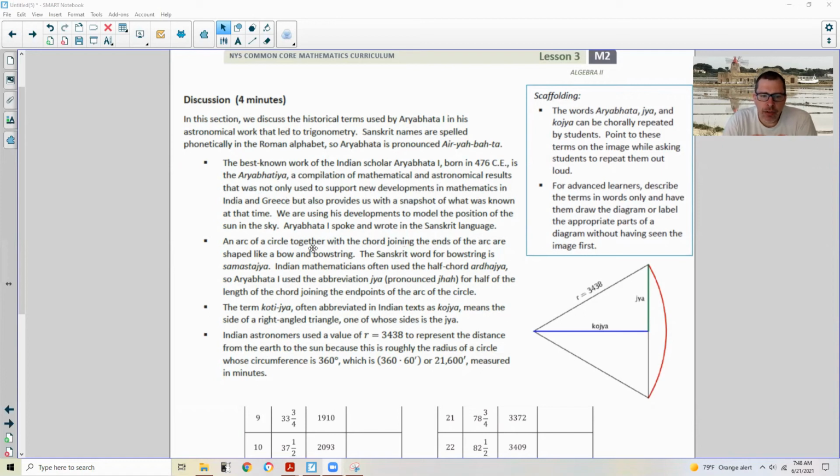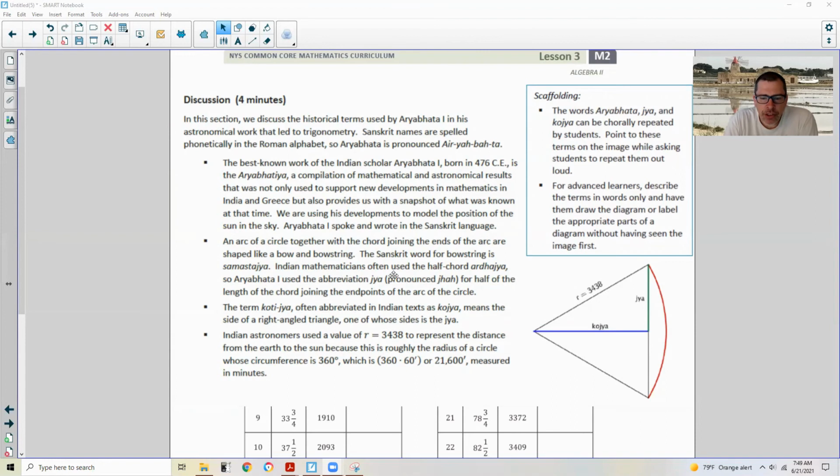An arc of a circle together with the chord joining the ends of the arc are shaped like a bow and bowstring. So this red arc here is the arc they're talking about. And this green line here, continuing down and touching the circle again here, remember from last year, a line segment that has two endpoints on the edge of a circle is called a chord. And that's shaping what looks like a bow and bowstring. The Sanskrit word for the bowstring is samastajya.